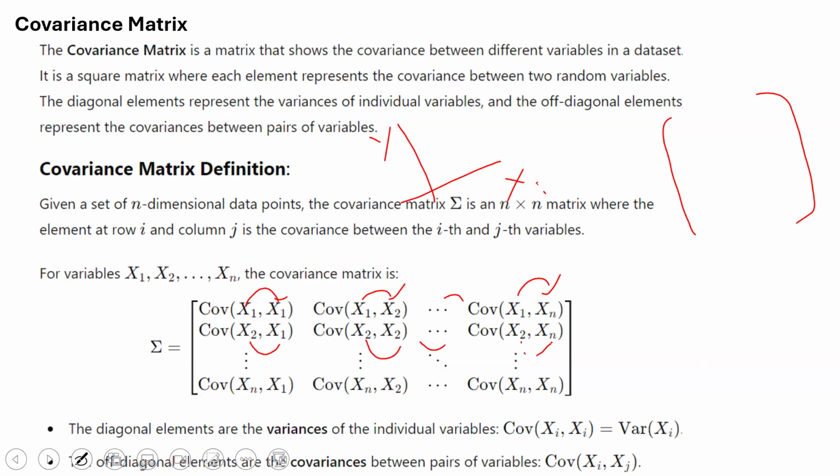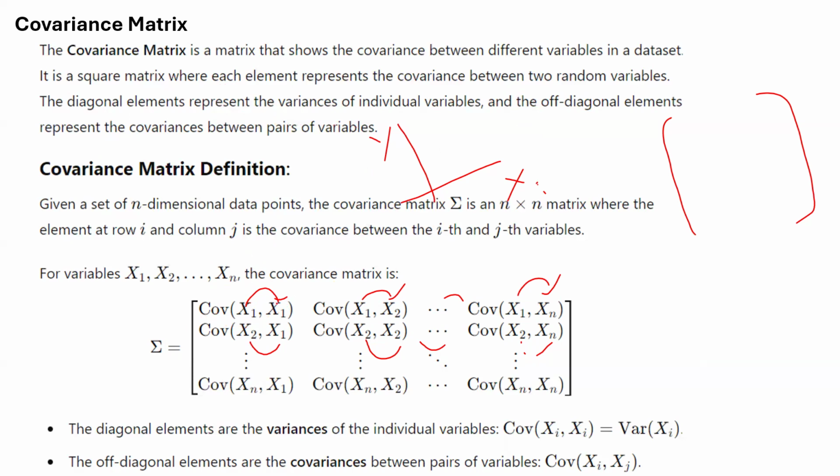Okay. What it says is that the covariance matrix is a matrix that shows the covariance between different variables in a data set. What are the different variables? X1, X2, X3, all are different variables. It is a square matrix where each element represents the covariance between two random variables. The diagonal elements represent the variance of individual variables, and the off-diagonal elements represent the covariance between pairs of variables.